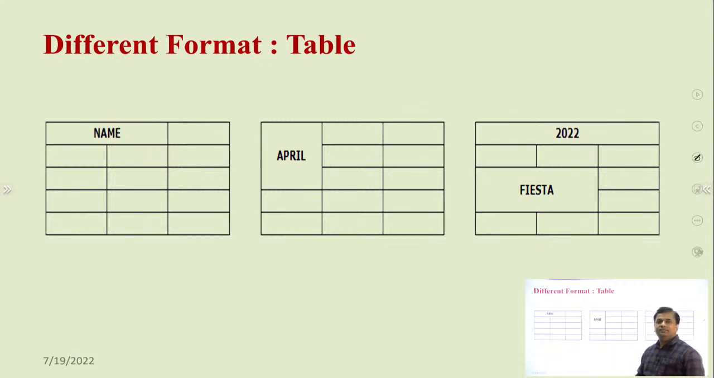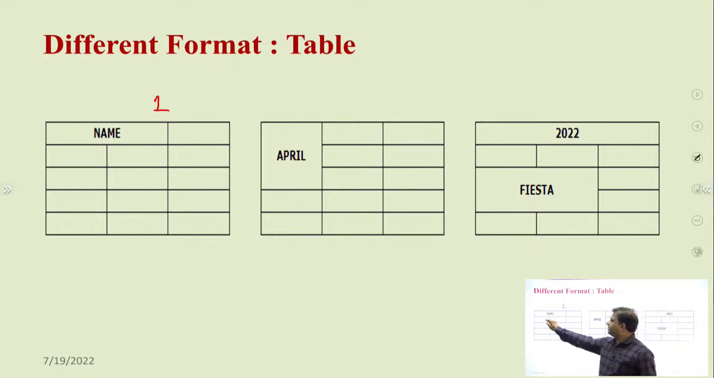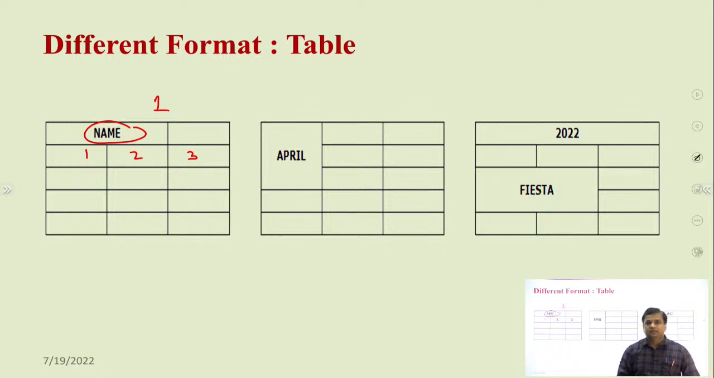But sometimes we have different types of table formats. Different table format means, for example, this is table 1. Here we have cell 1, cell 2, cell 3, but the heading is the merging of two columns. This is the name. Suppose this has the first name and this has the last name, so we want to break the heading into two parts.